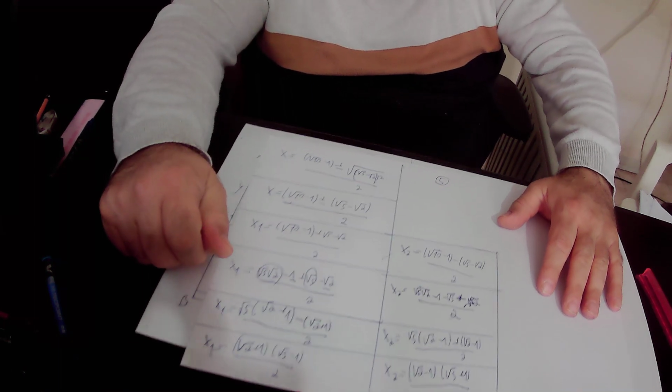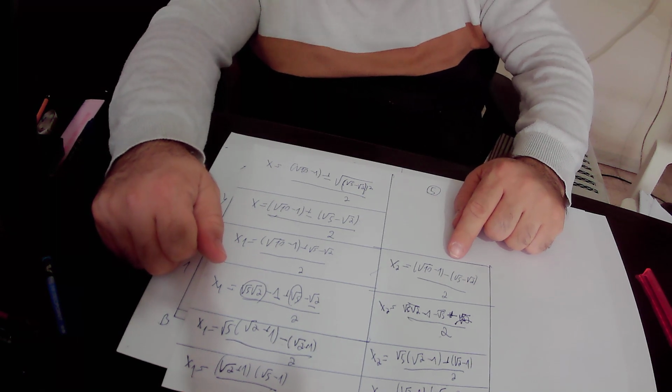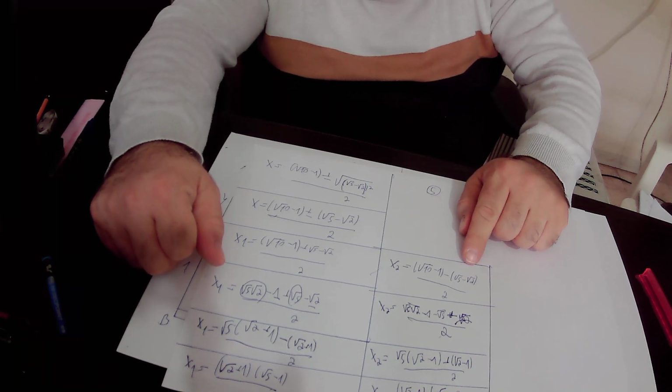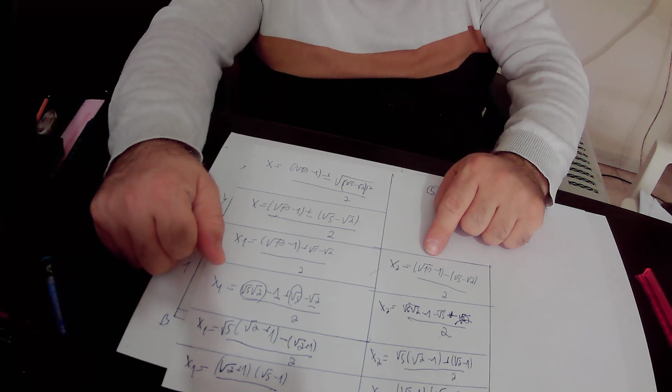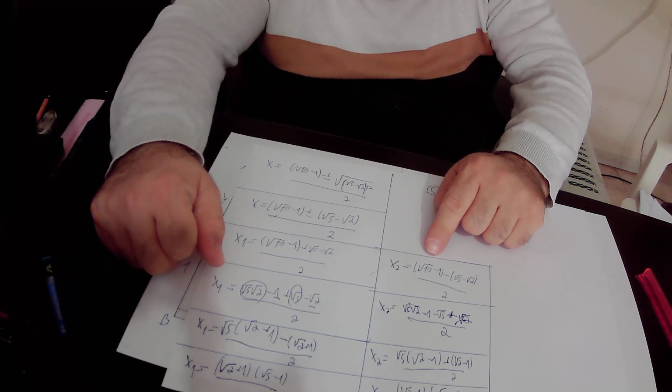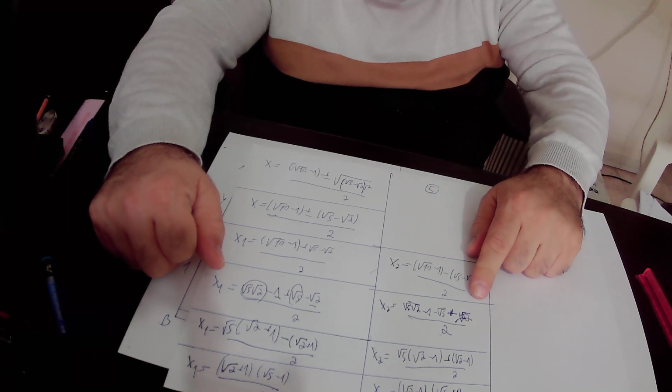This is the first solution, and the second solution is x2 equals square root of 10 minus 1 minus square root of 5 plus square root of 2, over 2. Here we substitute the square root of 10 by square root of 5 times square root of 2, and we got that x2 equals square root of 5 times square root of 2 minus 1 minus square root of 5 plus square root of 2, over 2.